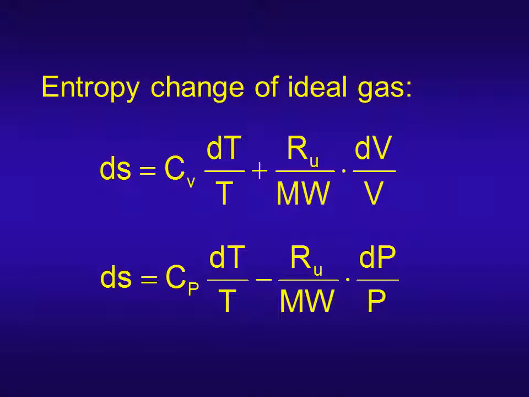Another representation, which you can show one equation from the other using PV equals nRT. You can prove the second equation follows from the first. ds equals Cp dT over T minus R over molecular weight dP over P.